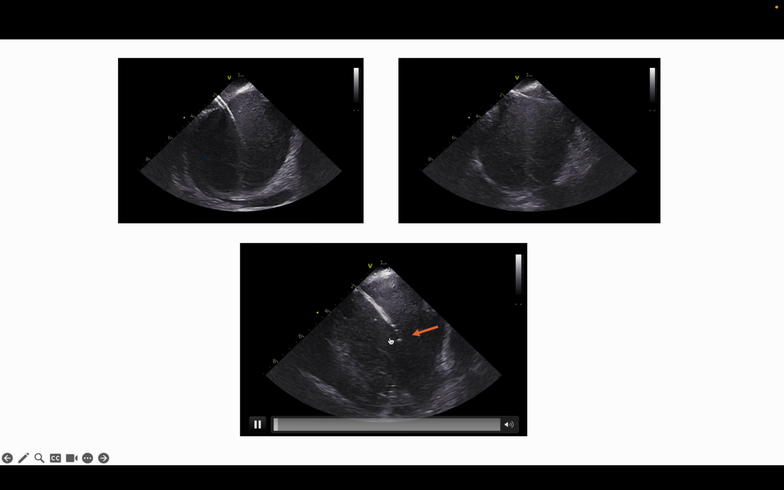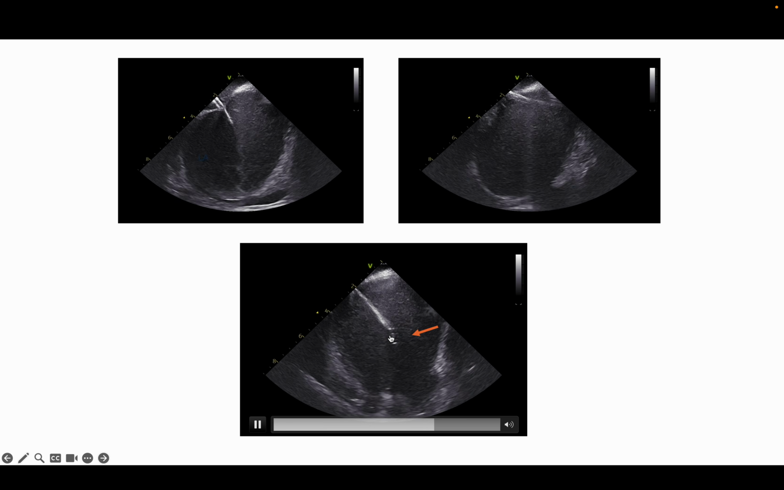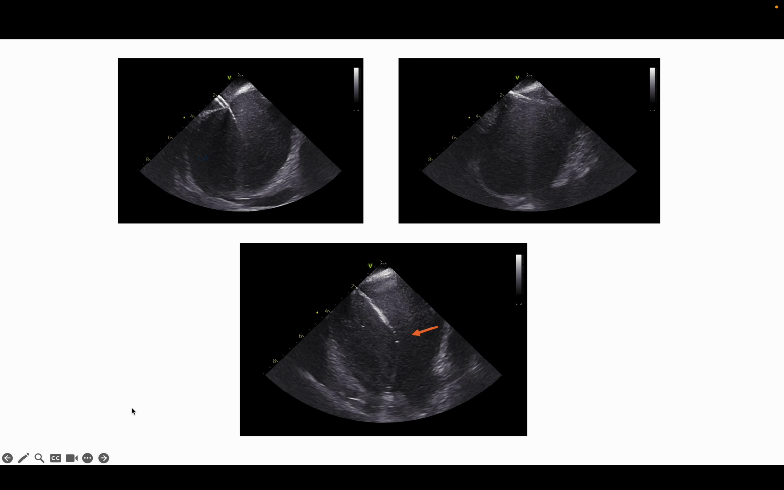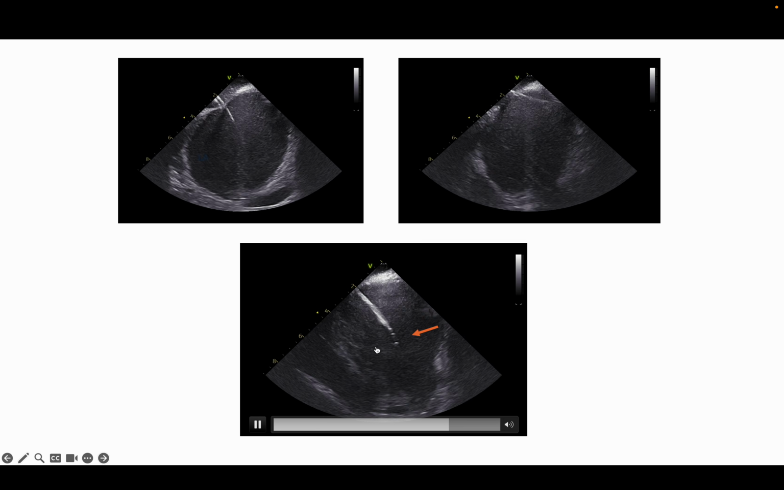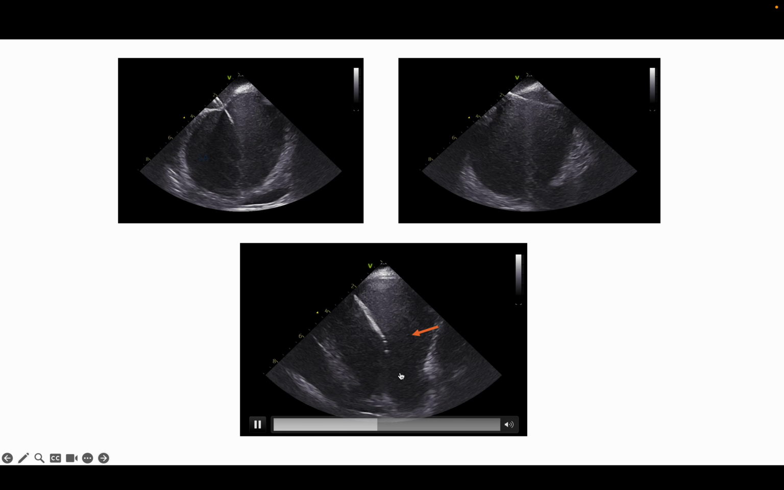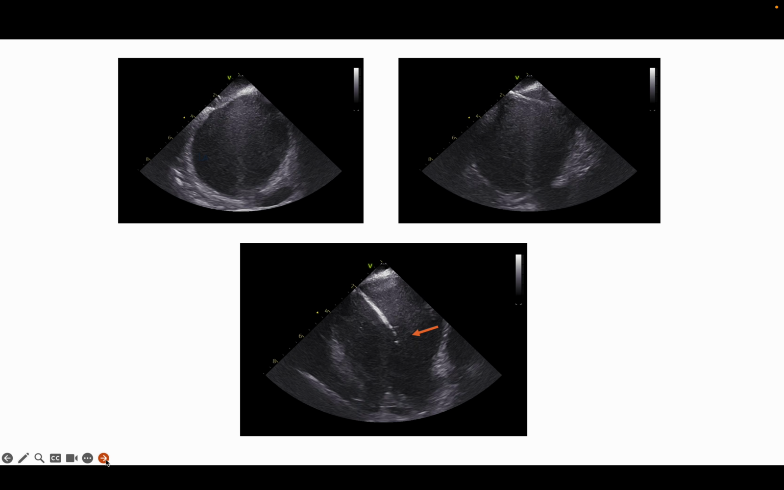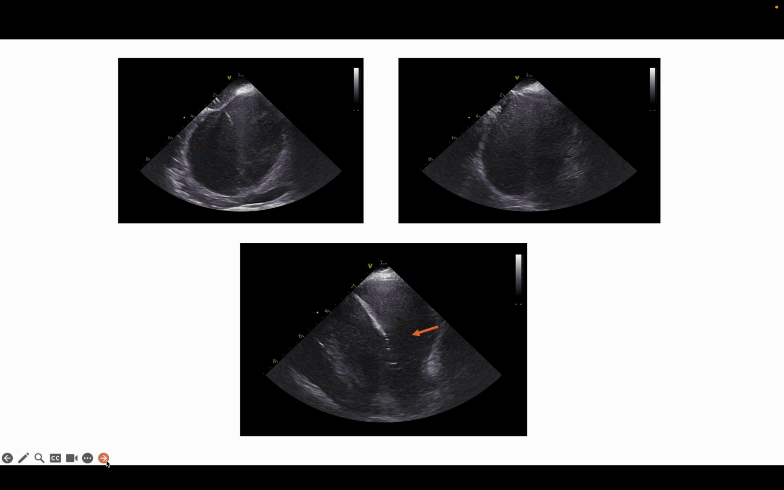In order to reset or set the contact force sensing, we should not be in contact with any tissue. Therefore, keeping the catheter in the mid left atrium allows us to properly zero the contact force catheter.